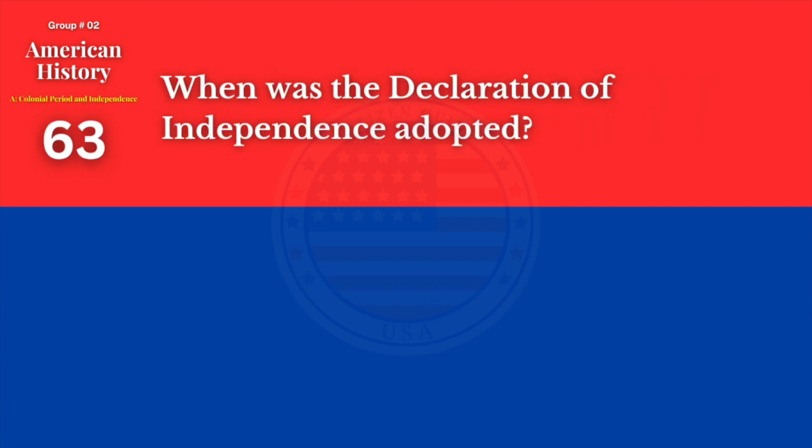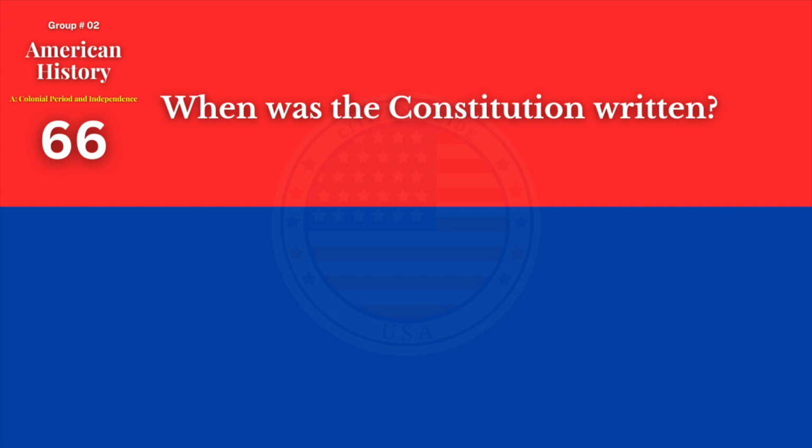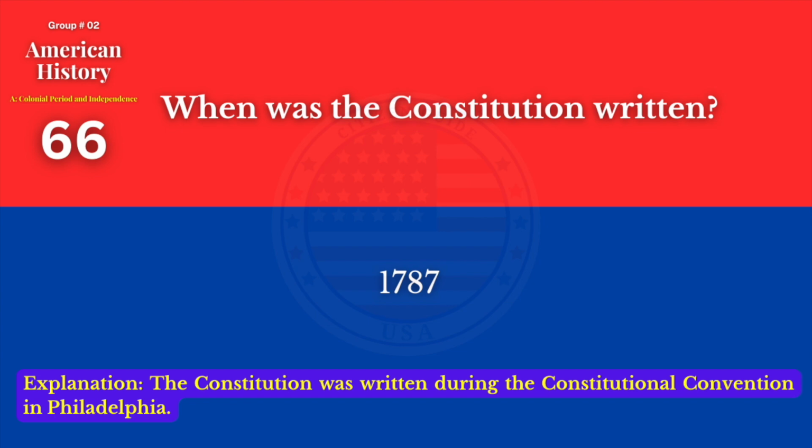When was the Declaration of Independence adopted? July 4, 1776. When was the Constitution written? 1787.